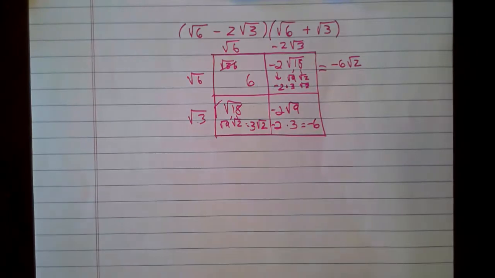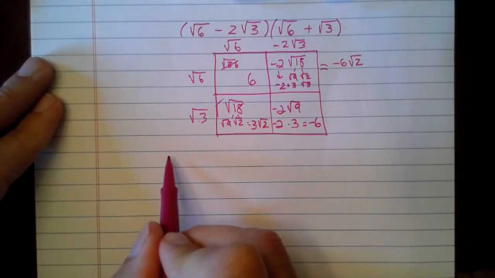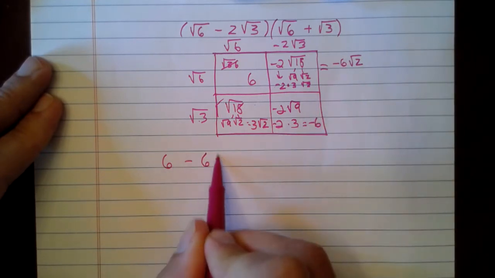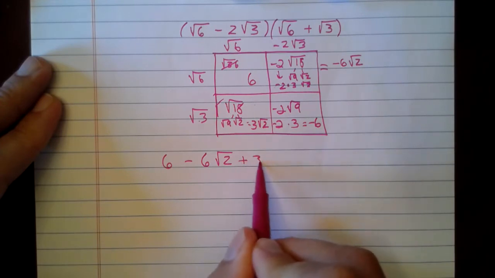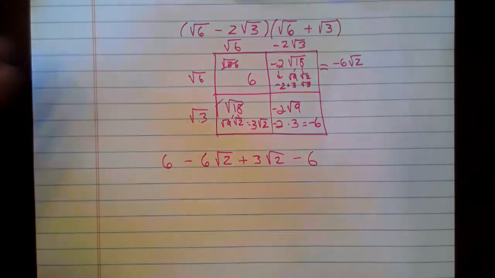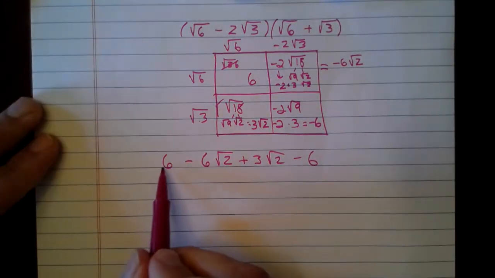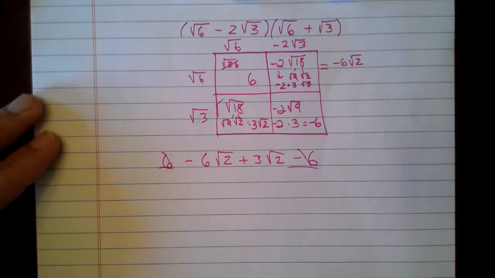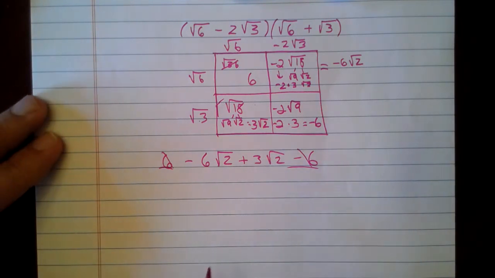All right, so in the area model, the four different products I got were 6, negative 6 root 2, positive 3 root 2, and negative 6. So now what I want to do is combine my like terms. I have a 6 and a minus 6. They cancel each other out. And I have negative 6 root 2 plus 3 root 2.